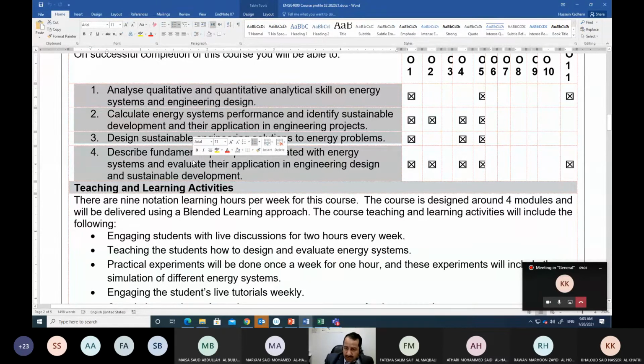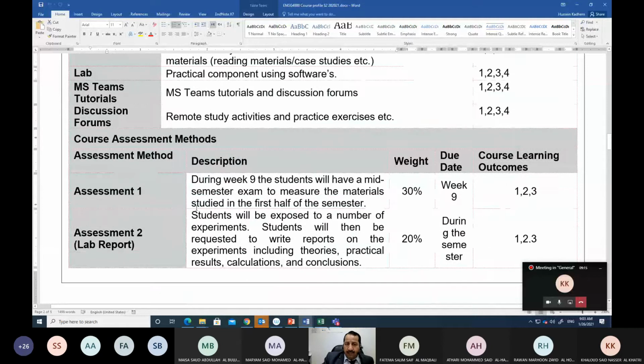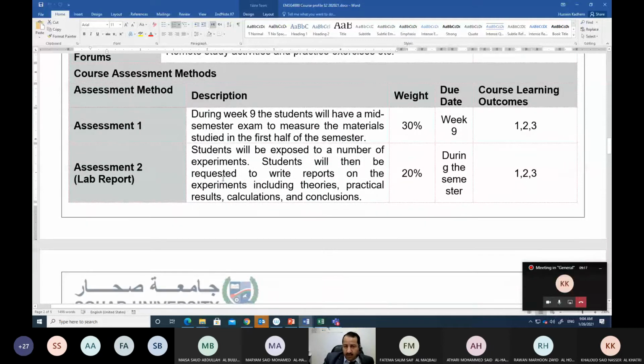Now, we have 4 modules, so we are going to link each one of these course learning outcomes to one of our modules. We will discuss each one of them in 3 weeks. For assessment tools, we will have assessment 1, which is a test, a midterm, in week number 9. The weightage for this one is 30%. It will cover course learning outcomes 1, 2 and 3.